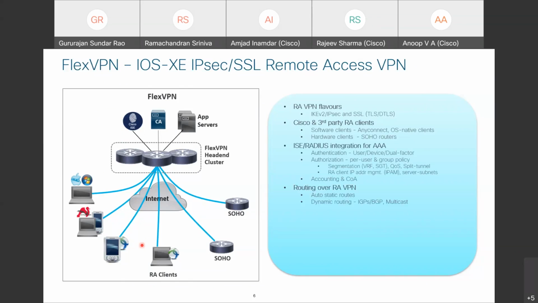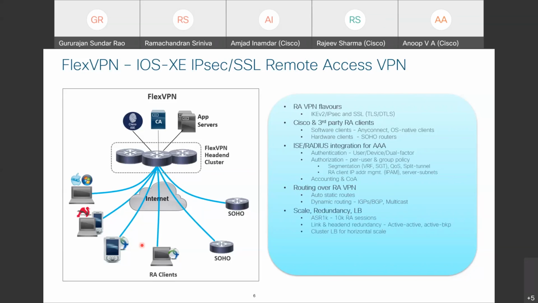PKI for certificate management. And then for routing over remote access VPN, we support very simple static routes, automatic static routes over the VPN tunnel. You don't really have to run a dynamic routing protocol or use manual static routes. If needed, dynamic routing is also possible with SOHO devices. In terms of scale, just to give an idea, a single ASR 1K supports roughly around 8,000 to 10K remote access sessions.